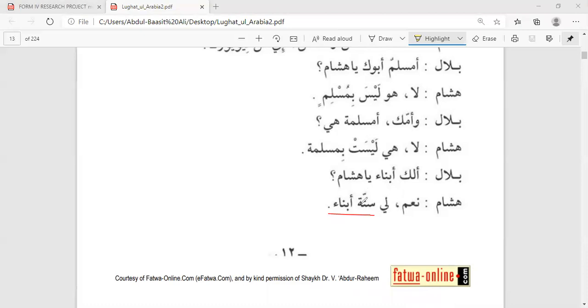All right, notice here where he is enumerating the number of sons he has. Sittatu abna'. See the word sitta there? Notice there's a ta marbuta at the end of the word sitta. Why? Because the singular of the word that comes after is ibn, which is son. And remember the rule, when you count between 3 and 10, the adad and the ma'dud have to be opposite gender. The adad, the number here, is sitta, which is 6. You add the ta marbuta because the ma'dud, which is the thing that has been counted, the sons, is masculine. The singular of that is masculine.